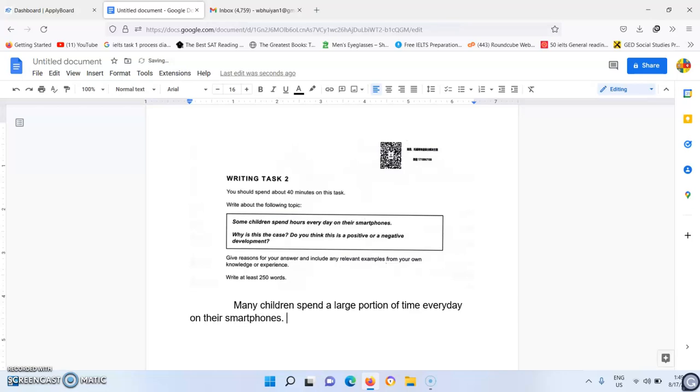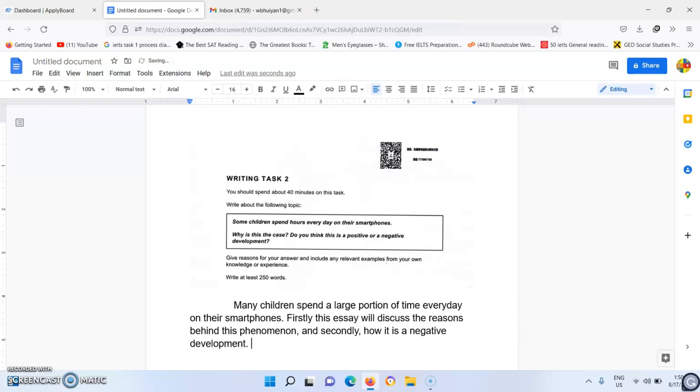Now, since this is a two-part question, I don't need to put any thesis statement. I don't need to do anything crazy. All I need to do is put the paraphrased question and then give it a nice, simple outline sentence. So here we go. Firstly, this essay will discuss why, or let's say the reasons behind this phenomenon, and secondly, how it is a negative development.